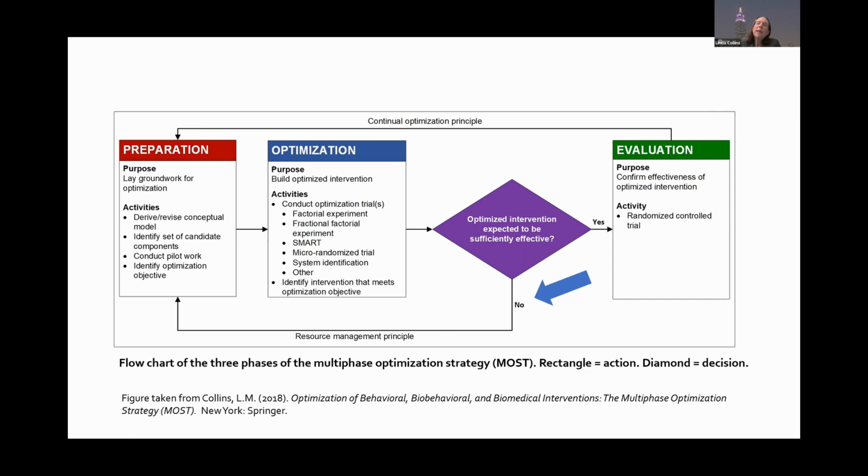But what if you only identify one or two components? What if you identify a bunch of components, but they're kind of weak? It actually would not even be ethical to go ahead and do the evaluation if there's not a reasonable chance that the intervention would show a positive effect. So at that point, common sense says that you would go back to the preparation phase, reconsider the conceptual model, and possibly do some more pilot work, maybe identify a new optimization objective, maybe not, and go ahead and do another optimization trial. So in this way, MOST is a much more iterative approach to intervention development and evaluation.